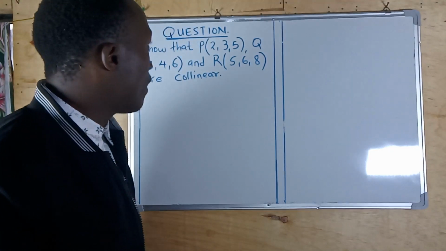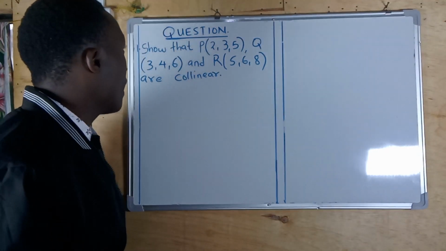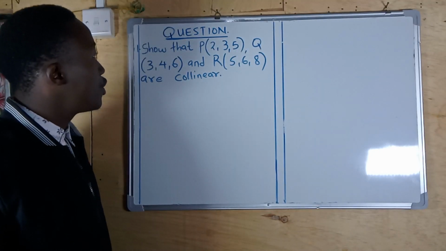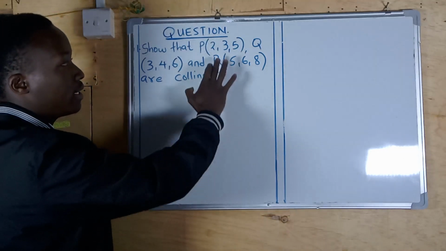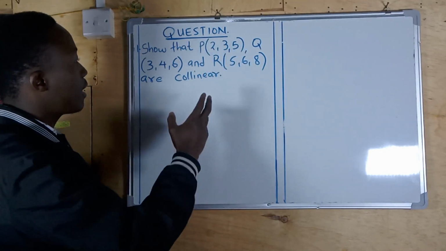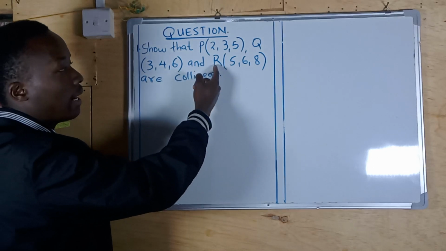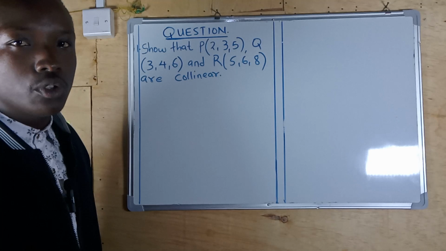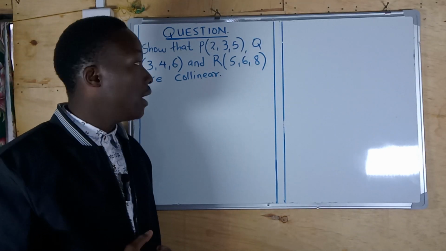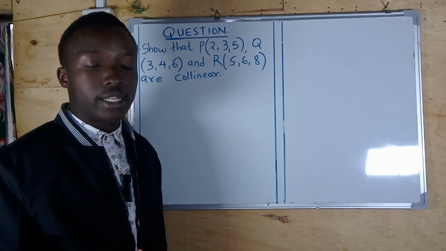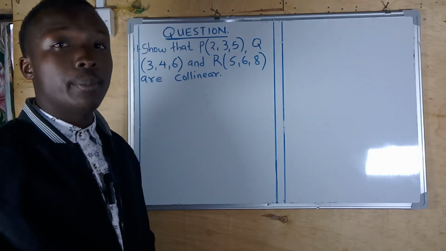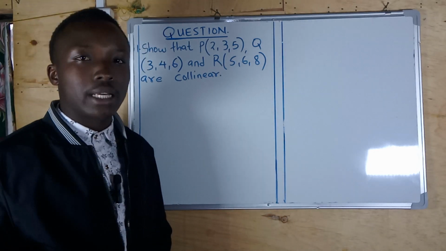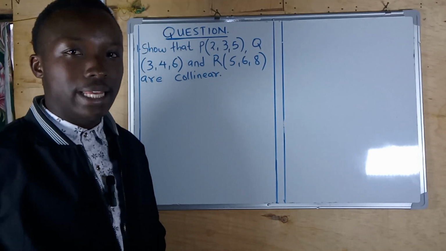So, we have a question here, and the question reads: show that P (2, 3, 5), Q (3, 4, 6), and R (5, 6, 8) are collinear. So, we are supposed to show that the 3 points are collinear. To show the points are collinear, we need to understand the meaning of the term collinearity.